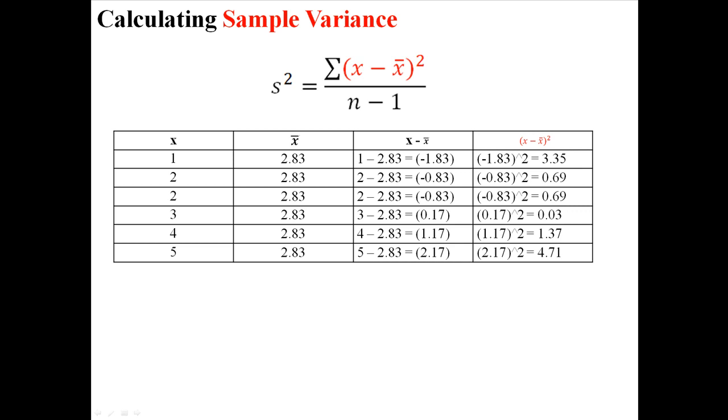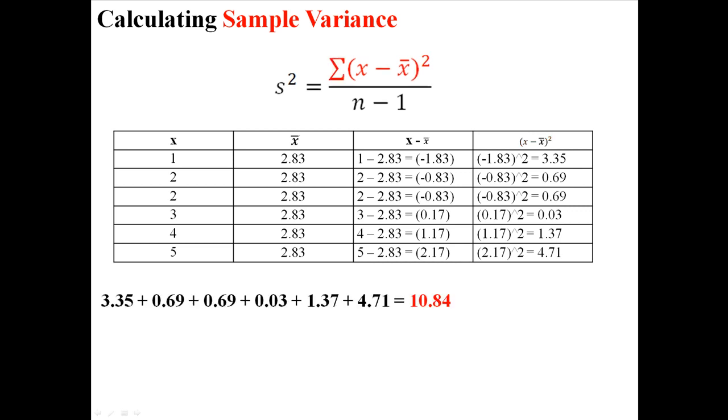The next part is to square those values, because if we didn't square those values and just added them together, we'd get 0, and that's kind of useless to us. So we need to make them all positive. So we square all those values that we just found and get 3.35, 0.69, and so on. Now the top of the fraction that we're trying to find is the sum of all x minus x bar squared. That's what that capital sigma means. So we add together all of those squared deviations and find a sum of 10.84.